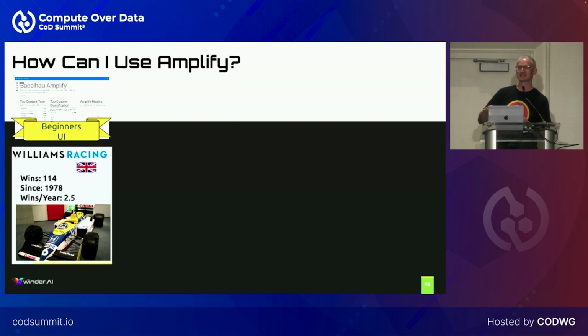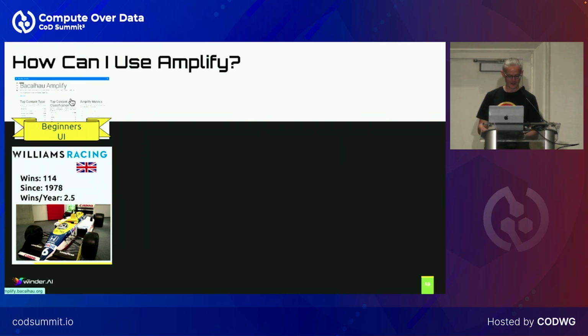I collected some statistics about the most successful Formula One teams over all time. And in 4th place was Williams Racing. They've won 114 races since 1978, 2.5 wins per year. And that's probably their most famous car. That's Nigel Mansell's car. Did surprisingly well, even though now they're kind of a bottom team, which is a bit of a shame.